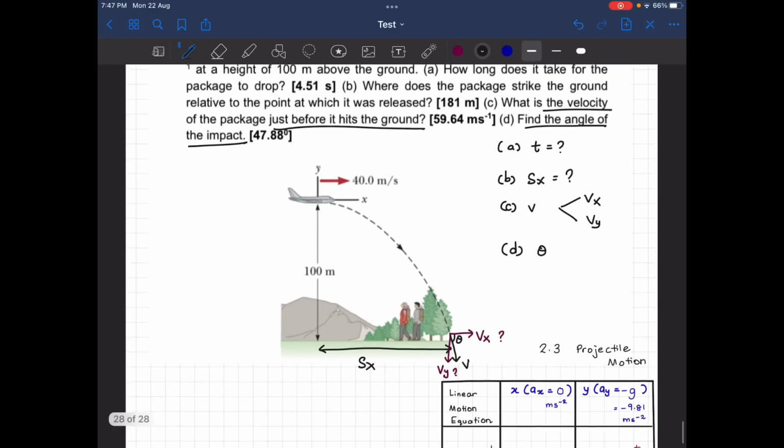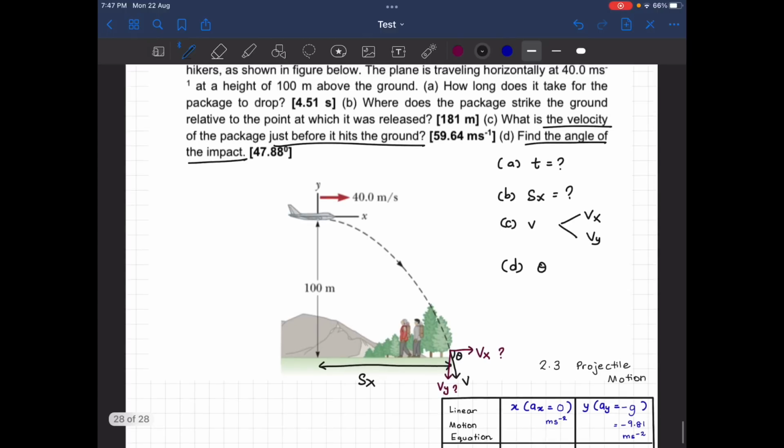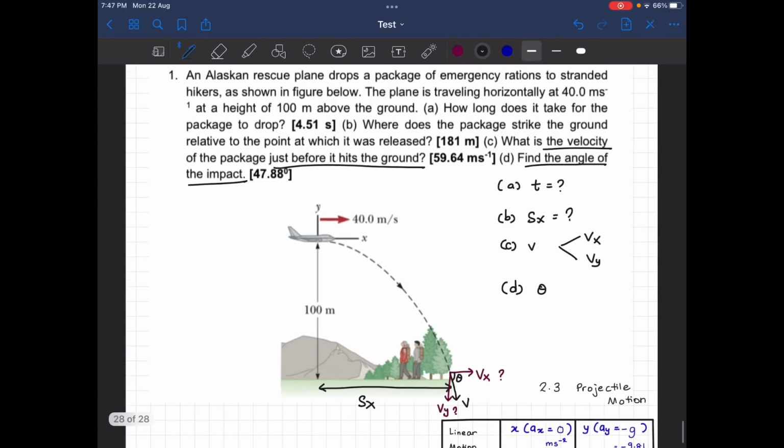But before we do A, let's identify what we have. So, this one we have 40 m/s. Along the way, we have our V. This one is tricky too. It means your V has a value of Vx and Vy, so you have to find the value of Vx and Vy first. Everything along the way, we denote as V.